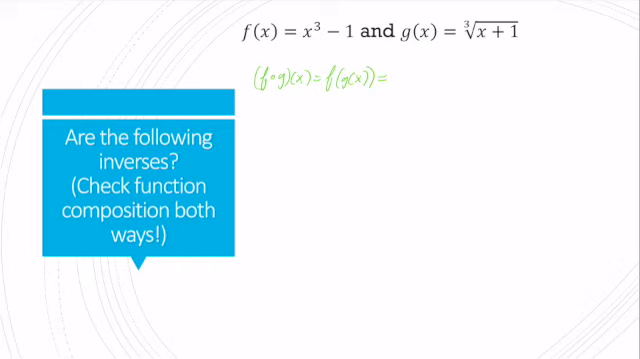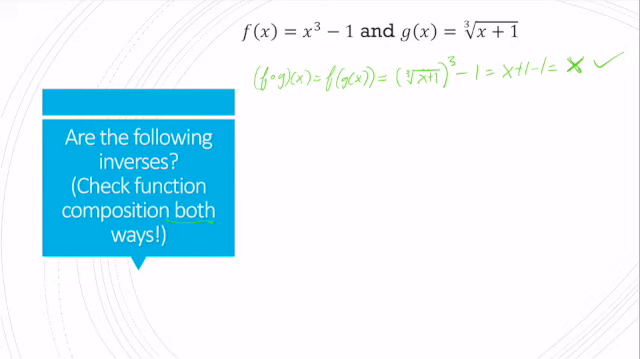That means, for f of x, I've got something cubed, so I'm going to take g of x plus 1 cubed minus 1. Well, cube roots cancel out cubes. Cubes cancel out cube roots. So that leaves me with x plus 1 minus 1, which is x. Awesome. Does that mean that these two functions are inverses? No, not yet. I have to check both ways.